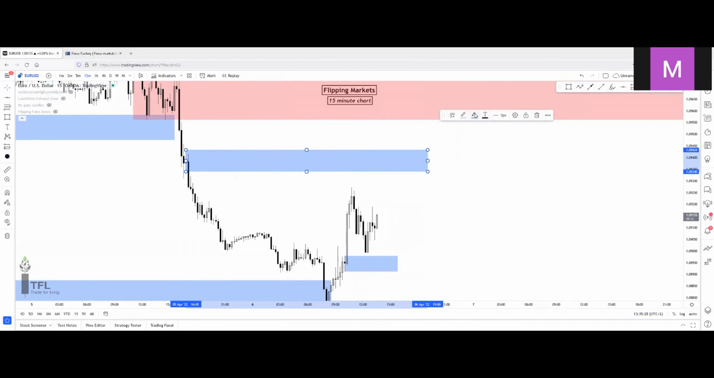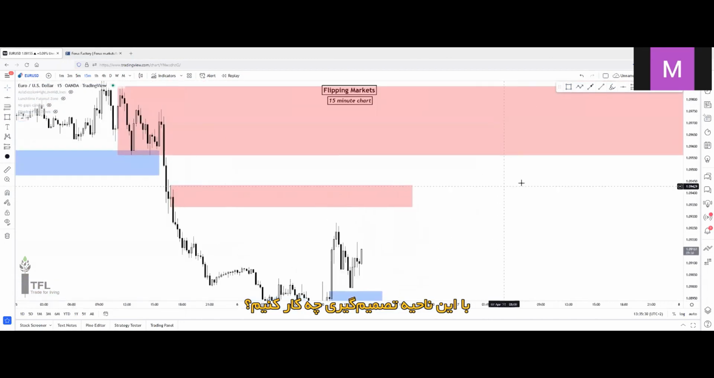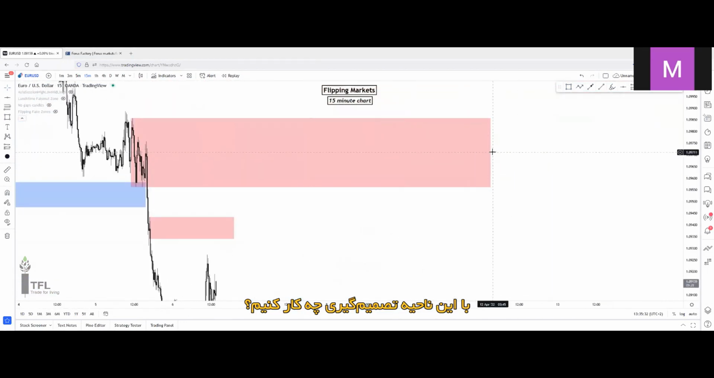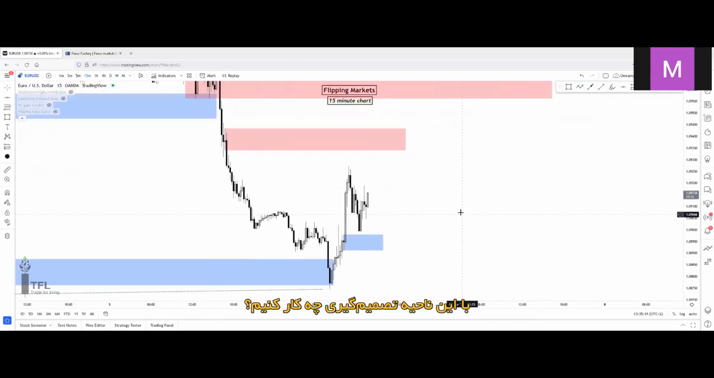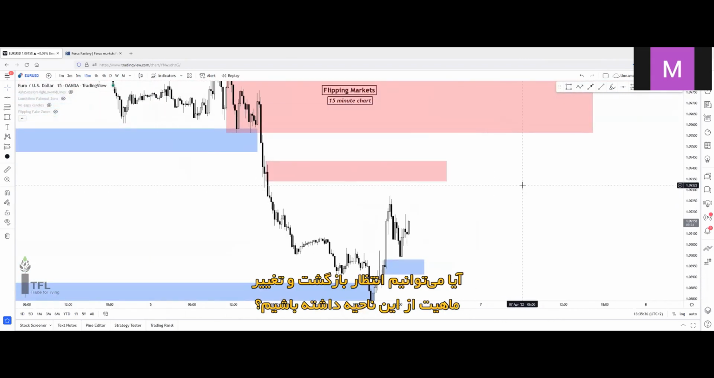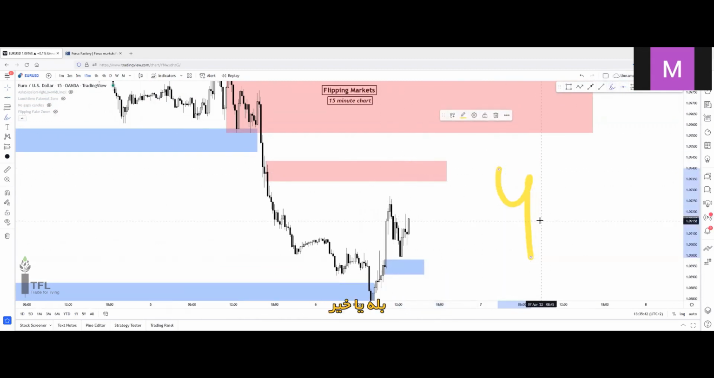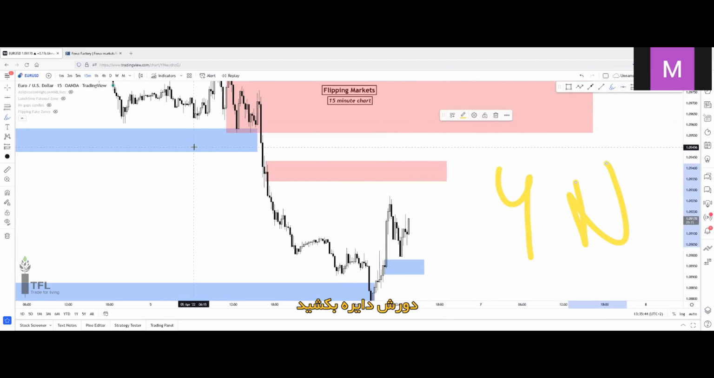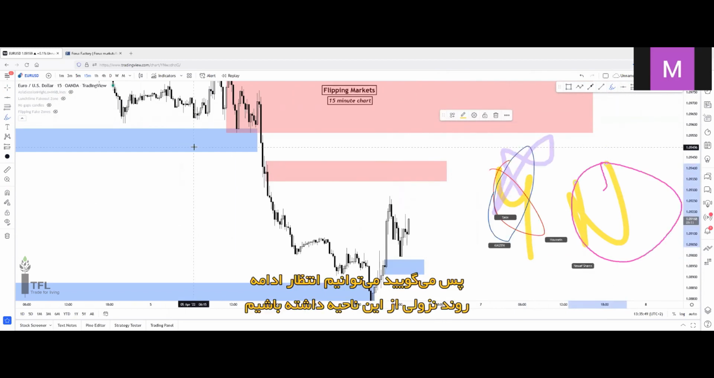And let me just change the color. What can we do with this zone? Let me just close this 4-hour zone a little bit. What can we do with this decisional zone? Can we expect a reversal on this zone? Can we expect a change of character and short continuations on this zone? I'm asking you, Mary. Wait, yes? No? Just circle it. So you're saying we can expect a short continuation on this zone?